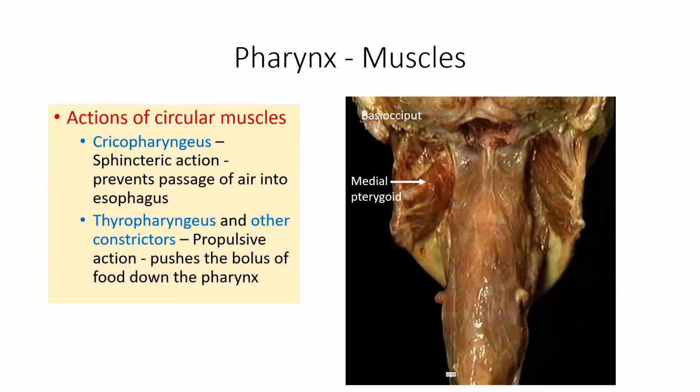Coming to the actions of the circular muscles. The cricopharyngeus muscle has a sphincteric action. It prevents passage of air into the esophagus. Whereas the thyropharyngeus part of inferior constrictor and the other 2 constrictors have a propulsive action. They push the balls of food down the pharynx.